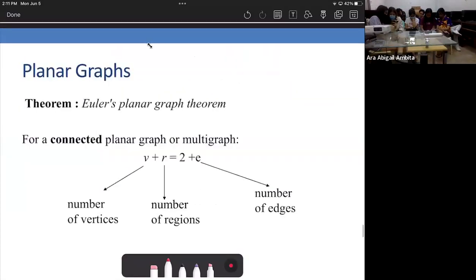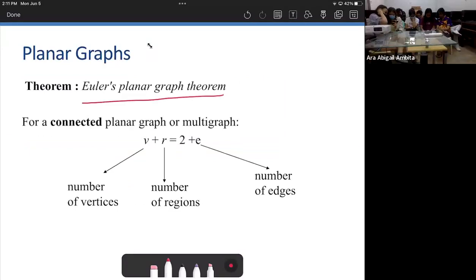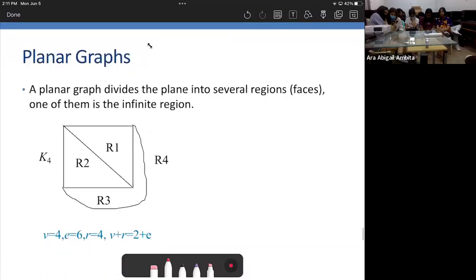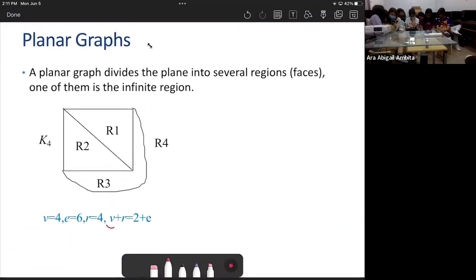Now, Euler's planar graph theorem states that for a connected planar graph, V is the number of vertices, R is the number of regions, and E is the number of edges. Let's see it here. The theorem is V plus R equals 2 plus E, wherein V is the number of vertices. So the number of vertices here is 4.